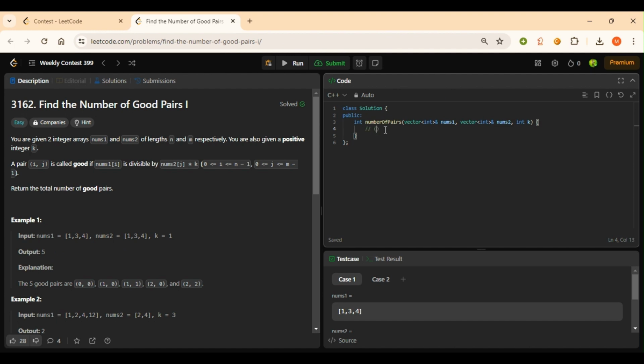The first pair will be 1, 1, and further pairs will be 3, 1, and 3, 3, and again 4, 1, and 4, 4. I hope it makes sense. It is clear to you.